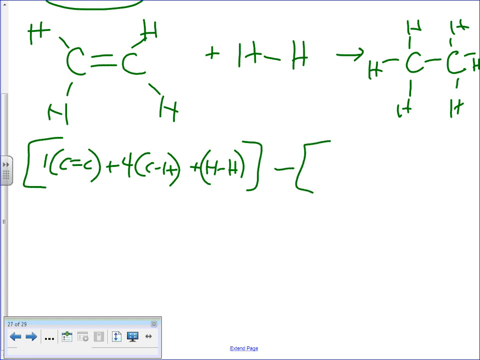Minus what? So 1 CC bond and 6 CH bonds. So what do you notice that we could simplify if we wanted to? Yeah, the CHs, right? So I have 4 CH bonds here and I have 6 here. So what am I really doing in my math here? Subtracting 2 CH. So this technically goes away because you're subtracting 6. So this would be subtracting 2. But you don't have to do that. Don't worry about simplifying. If you just want to plug, you're good here.